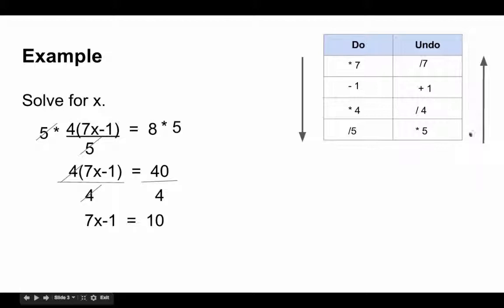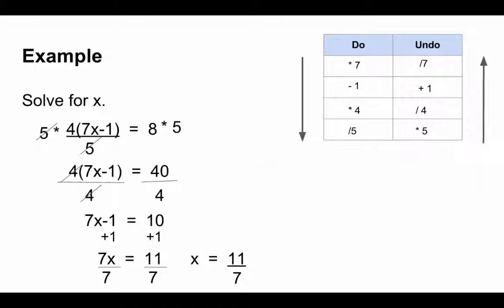The next step is to add 1 to both sides. So we add 1 to both sides and we get 7x equals 11. And the last step here in our undo table is to divide by 7. So we get the rational number 11/7.